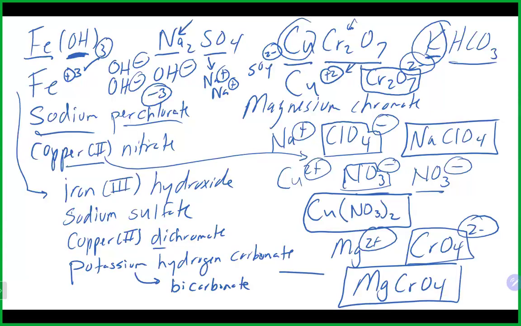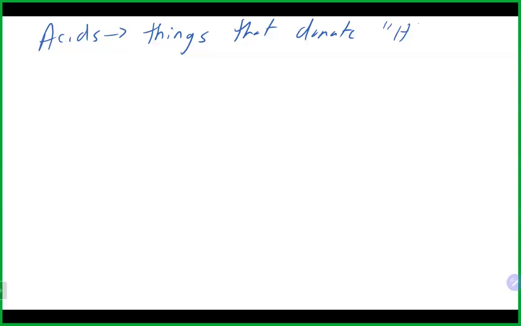All right, the last naming that we're going to talk about is actually acids. And acids are things that, to use a scientific word, donate an H+ or a hydrogen ion. That's basically what makes up an acid, the ability to release an H+ ion into solution so that it is floating around freely in that solution. And that's what makes it an acid.